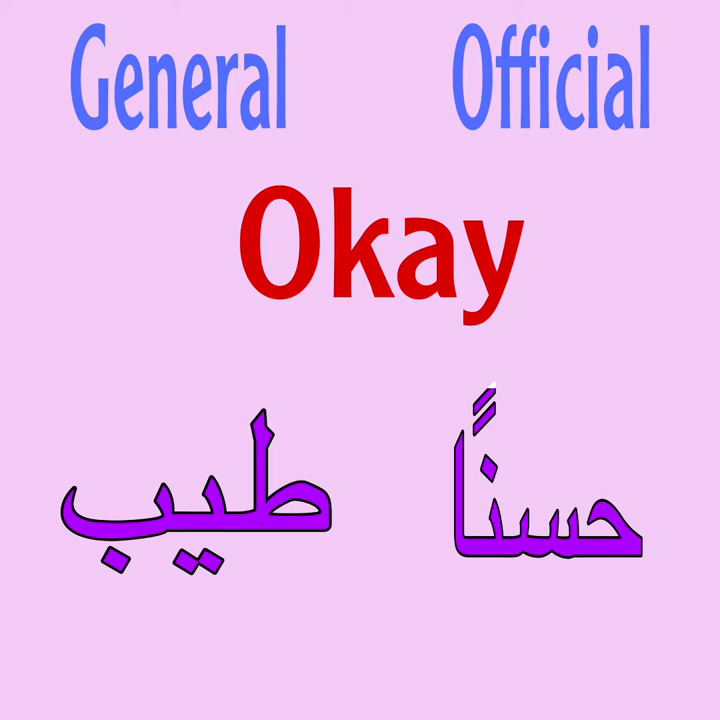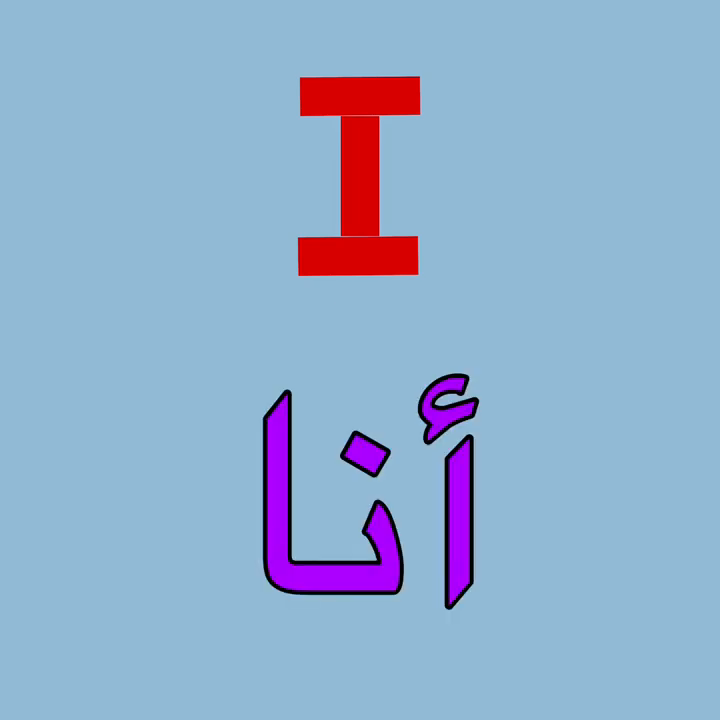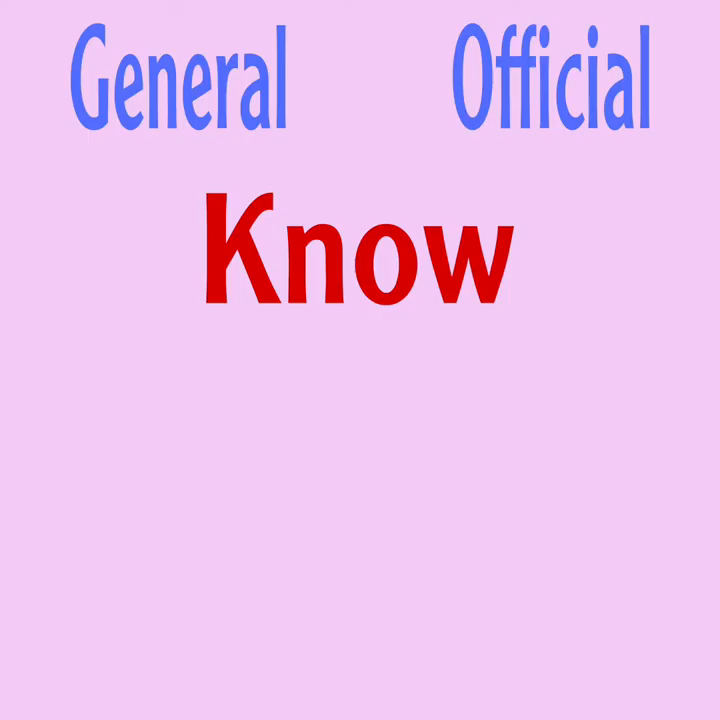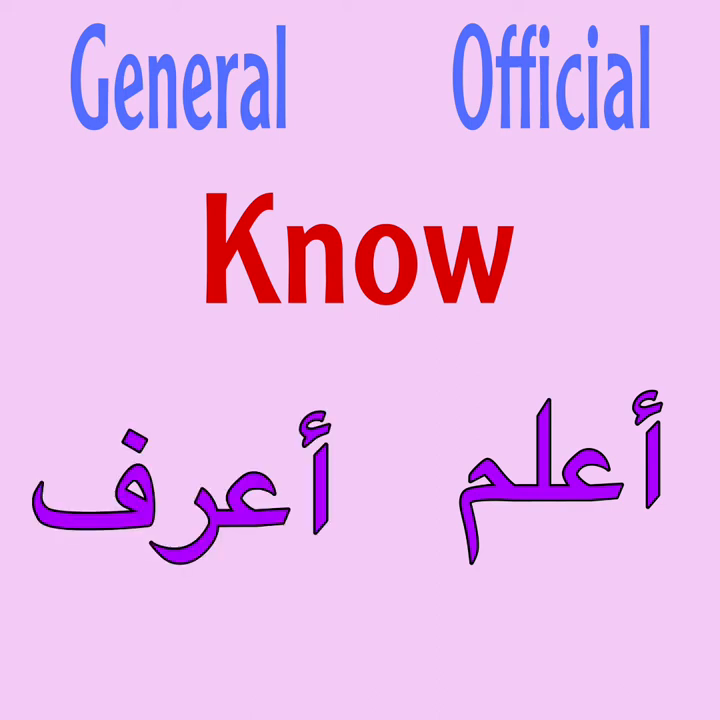Okay, how do we say I, but in terms of me, not the letter I, like me, myself? I is أنا. It means me. And how do you say know in Arabic? Know is أعلم. But sometimes or commonly you would hear أعرف.